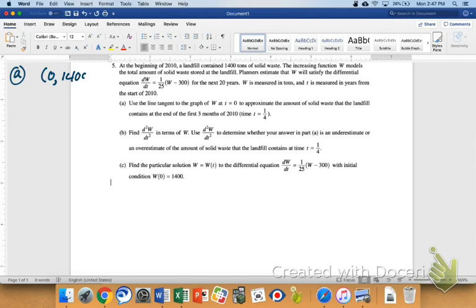Does it make sense? Because it says, use the line tangent to the graph of W at t equals 0. So that's establishing your point of tangency. And at the start, there's 1,400. We kind of skipped over the idea that this is like a landfill, right? 1,400 tons of solid waste. Yuck. Okay. Anyways.